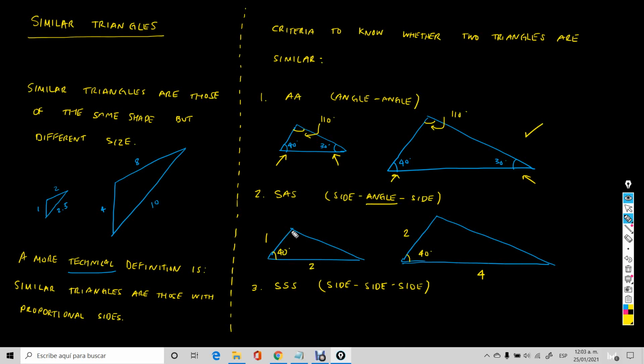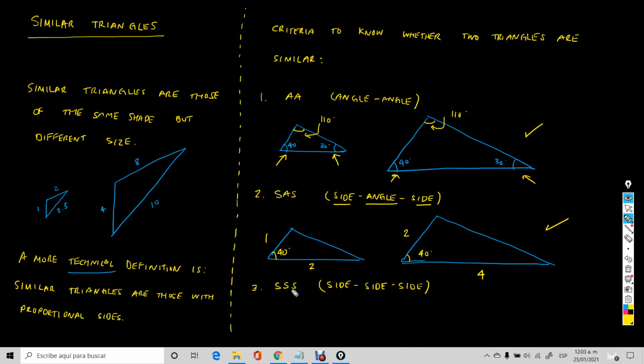What does that mean? It means that this side is to this side, 1 is to 2, as 2 is to 4. You see, this is twice this, this is twice this. So we have two pairs of proportional sides. That's why side side. And you have the angle in between them being the same angle. So that's how it works. And if you know that they have an equal angle and two pairs of proportional sides, you can be sure that these are gonna be similar triangles.